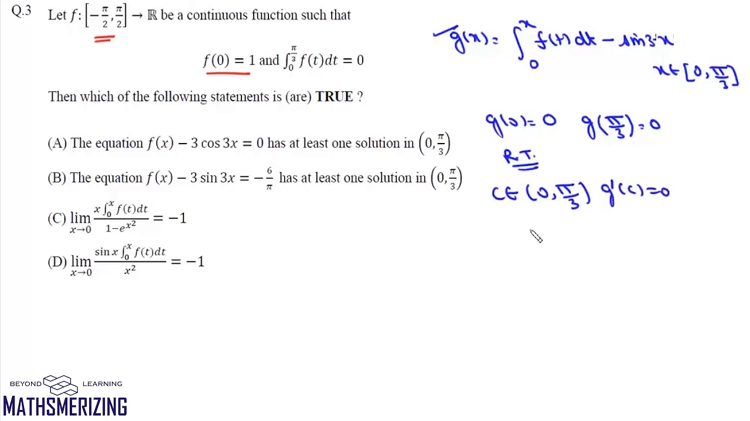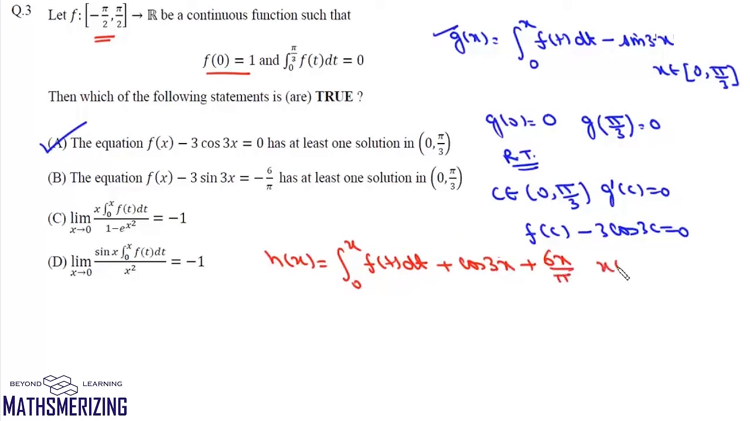Now if we differentiate this, then we can write f(c) minus 3 cos 3c equals 0. So this equation f(x) equals 3 cos 3x will have at least one solution in 0 to pi by 3. That means this option A is correct. Now for this option B, again we'll assume a function and let this function be h(x), which is this integral from 0 to x of f(t) dt plus cos 3t plus 6x upon pi in the interval 0 to pi by 3.